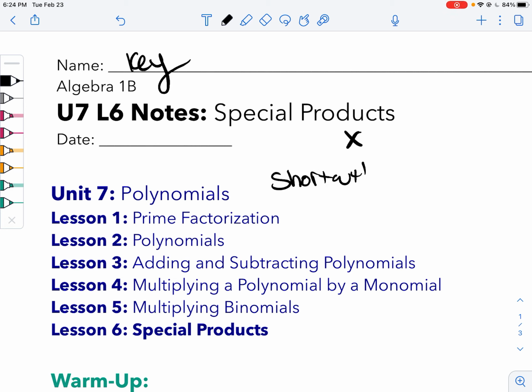Look, we have A plus B times A plus B. When you have a binomial times itself, this is the same thing as A plus B squared. Okay, so we're going to FOIL that out to figure out what we get. That's so cool.